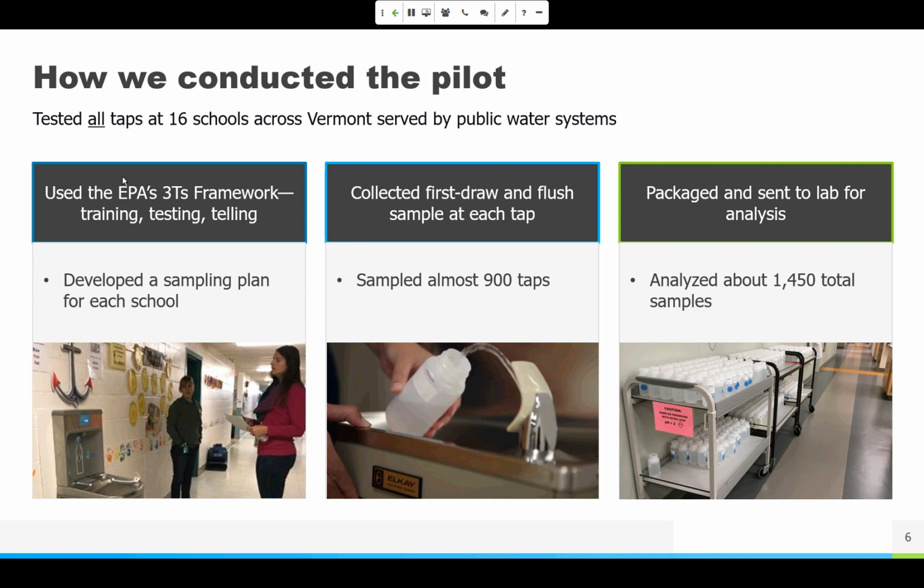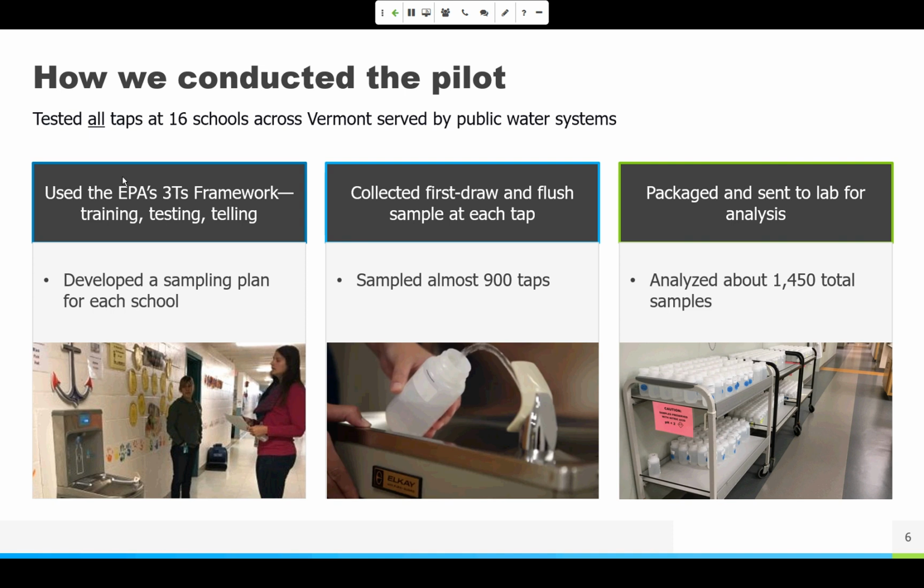The number of samples that were collected depended on the size of the school. The number of taps that were used for cooking and drinking varied across the schools as well. Almost 900 taps were sampled. The vast majority of those taps were classroom faucets and fountains.